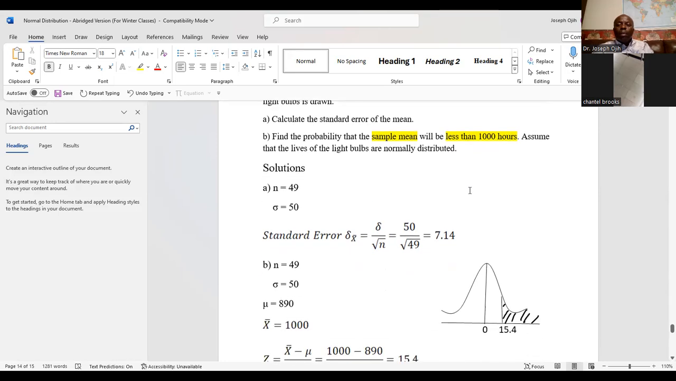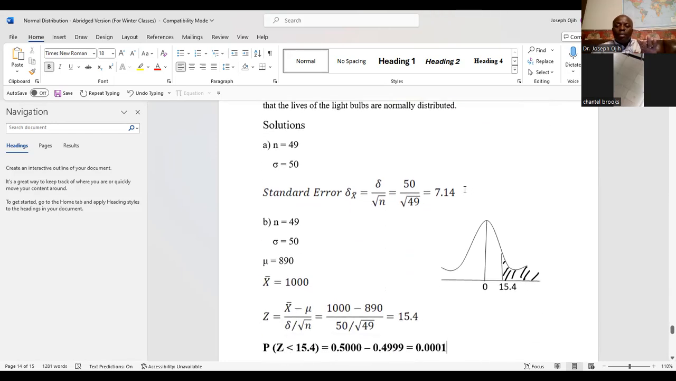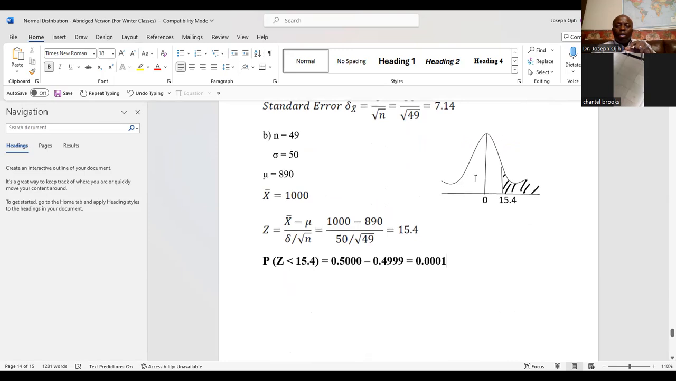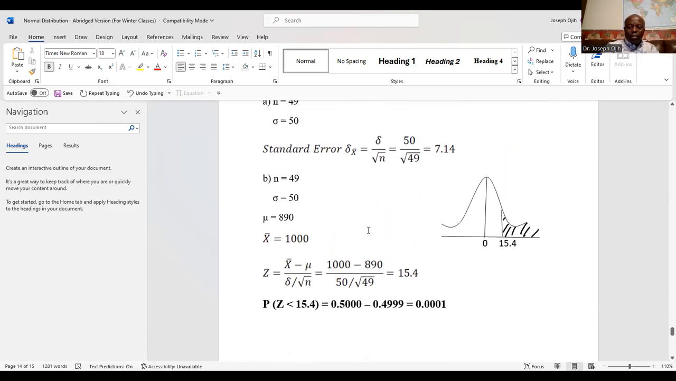Oh, you know what? My mistake. He said less than, and I did greater than. Yes, sorry, that was wrong. I did the wrong thing here. This is for greater than, not less than.